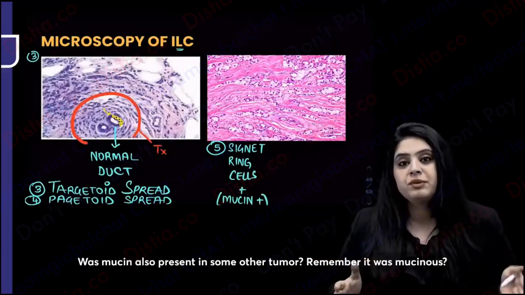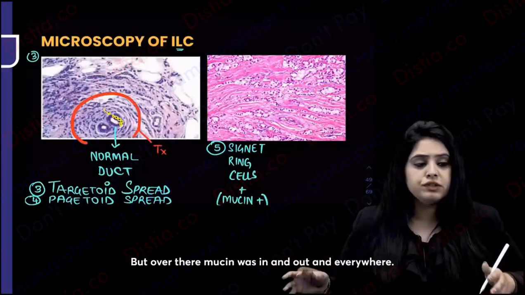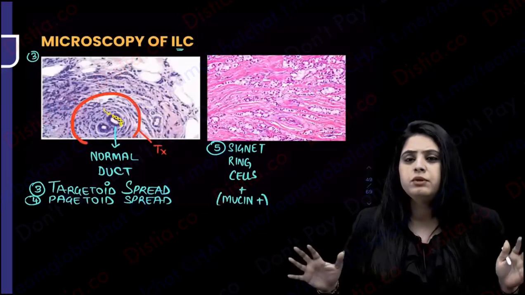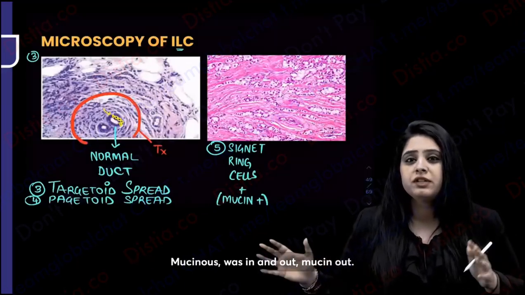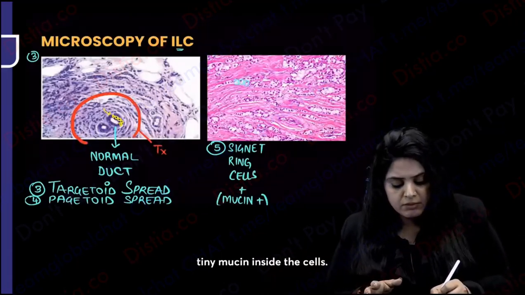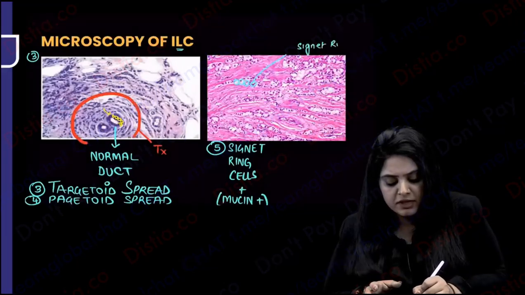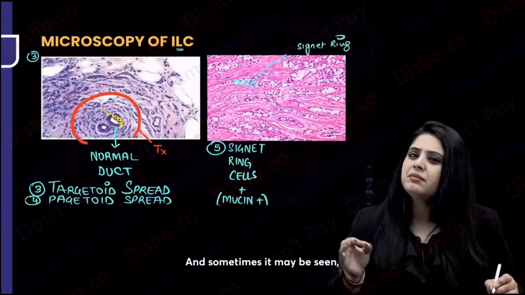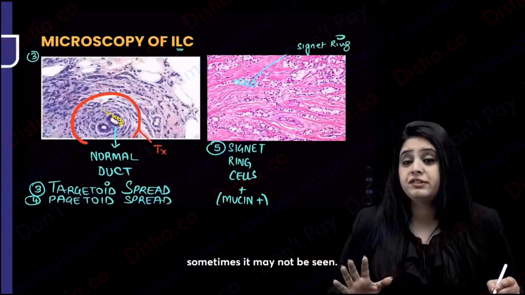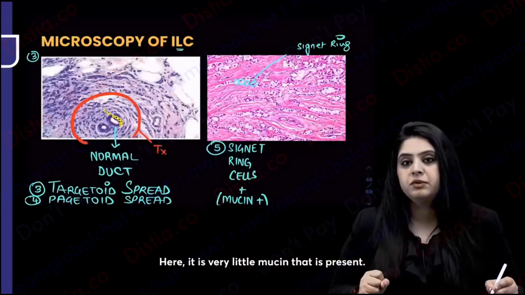Was mucin also present in some other tumor? Remember, it was mucinous, but over there, mucin was in and out and everywhere. Mucinous was in and out, mucin out. That is how we had learnt it. Here, there is only tiny, tiny mucin inside the cells. These are all the signet ring cells that you have. So there's only little mucin, and sometimes it may be seen, sometimes it may not be seen. In mucinous, it was all about mucin. Here, it is very little mucin that is present.